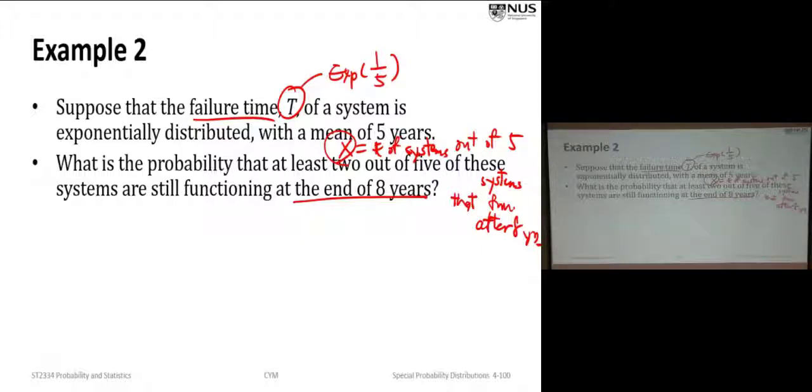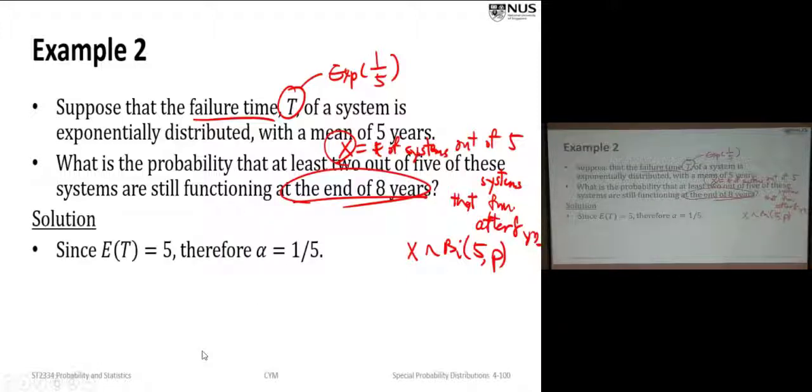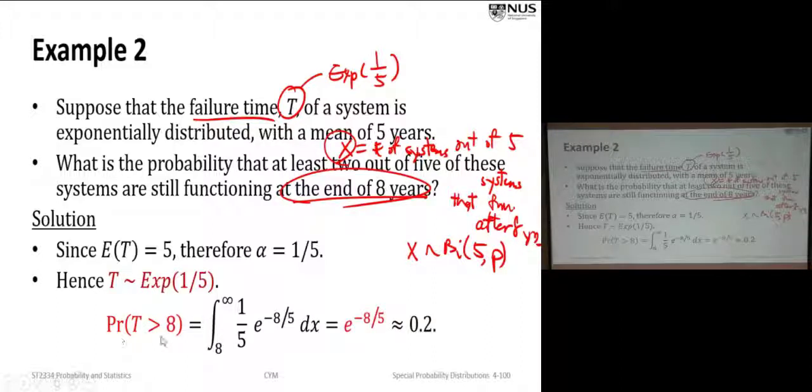And what is considered success? Success is still functioning at the end of 8 years. That means the lifetime is more than 8 years. So X will follow a binomial distribution with n equal to 5, and p is the probability that it survives more than 8 years. So T follows exponential with parameter 1/5, and the probability that it lasts for 8 years or more is approximately equal to 0.2.